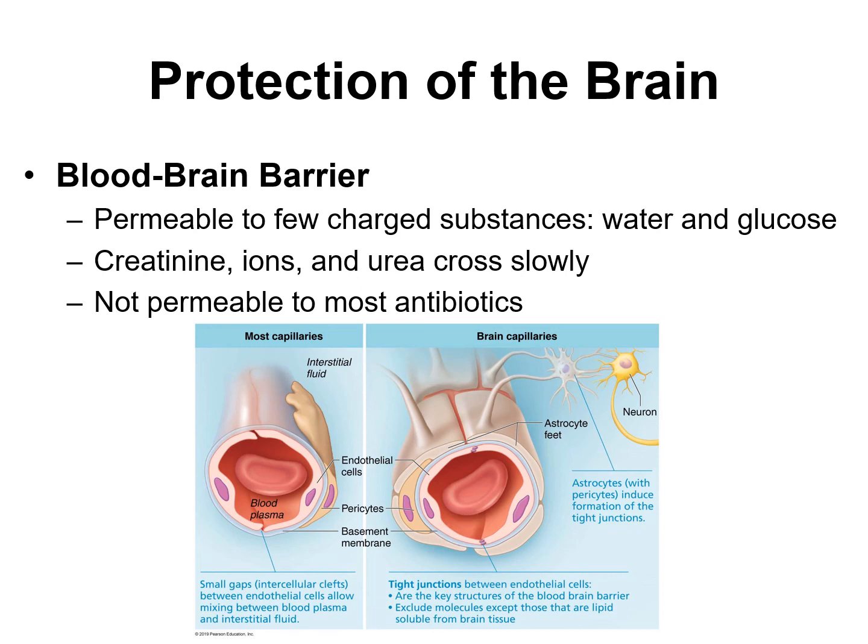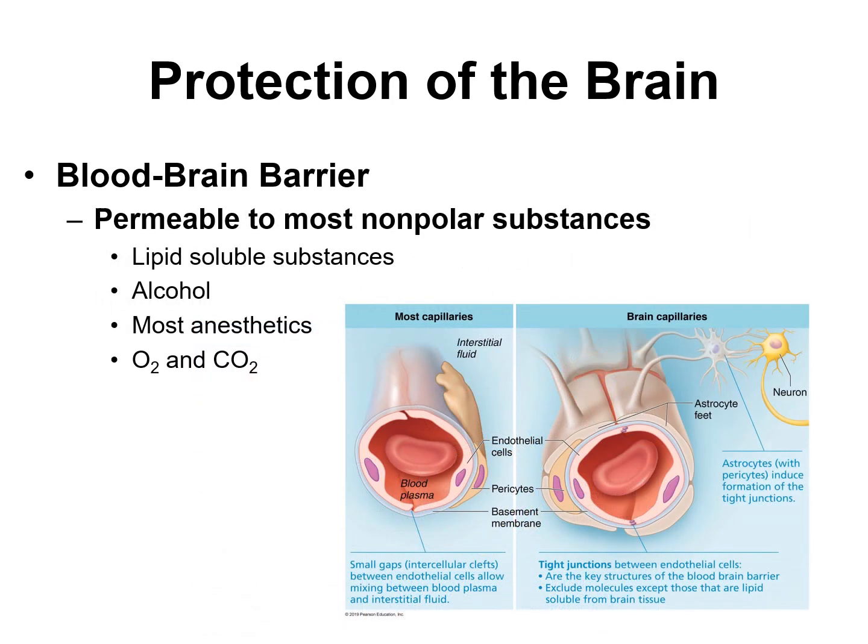The blood-brain barrier is not very permeable to antibiotics at all. Most antibiotics are water-soluble. In stark contrast, lipid-soluble substances and other non-polar substances can cross the plasma membrane relatively easily. So alcohol, which is a lipid-soluble substance, most anesthetics, and oxygen and carbon dioxide can cross the blood-brain barrier with ease.